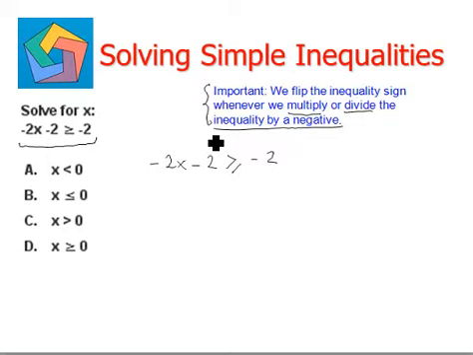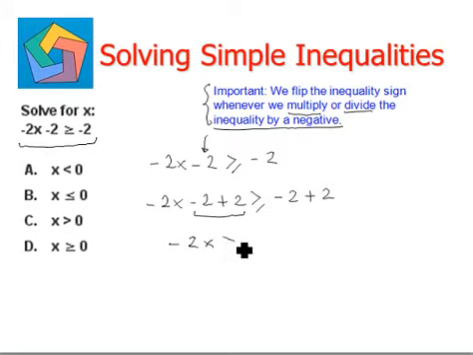Our first step is to make this negative 2 into 0. For that we add 2 to both sides. Always remember to carry out the operation on both sides of the inequality sign. Negative 2 plus 2 becomes 0. Negative 2x is greater than or equal to, this side also negative 2 plus 2 becomes 0.